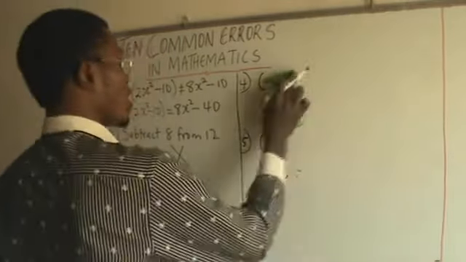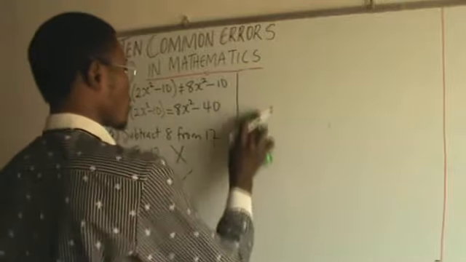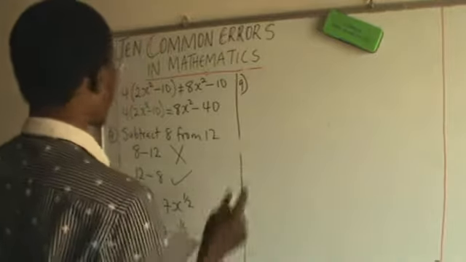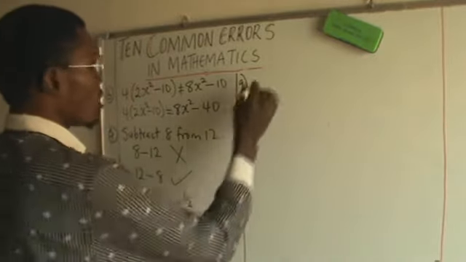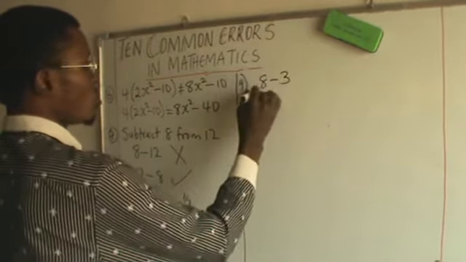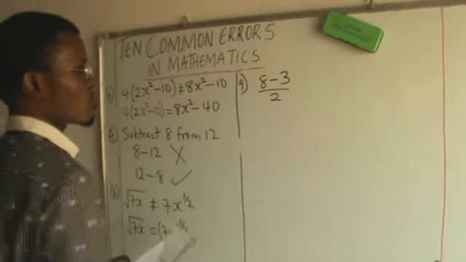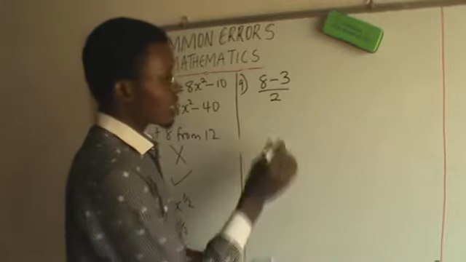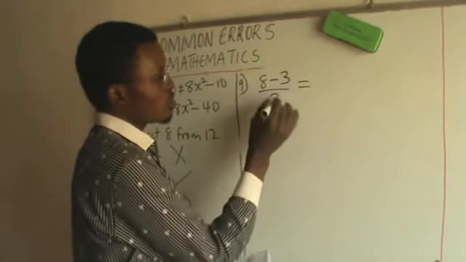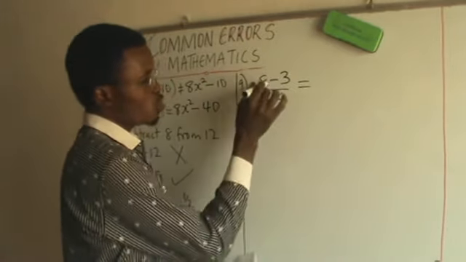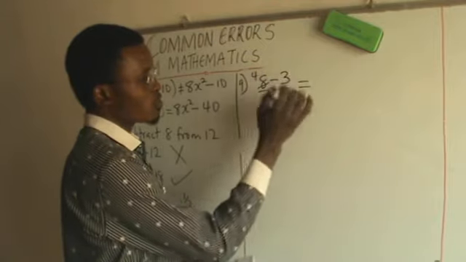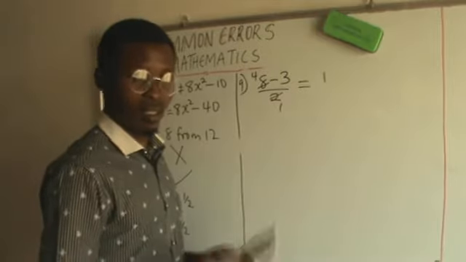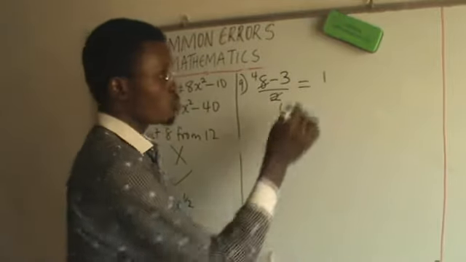Going to the 9th error. The 9th error, we have 8 minus 3 over 2. Many learners simplify this as, they say 2 here 1, 2 into 8 4, so you have 4 minus 3, which is what? 1 over 1, which is what? 1. This is what many learners do. But is this correct? No.